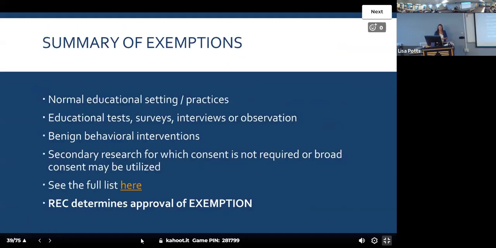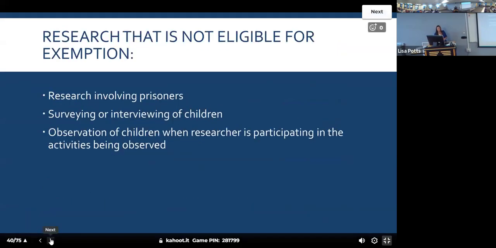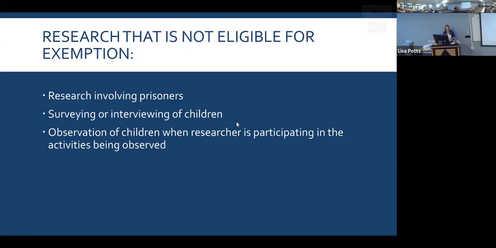So here is a quick summary, and then you can access that full list. Again, REC is going to determine whether or not something qualifies for exempt status. These are examples when the research will not be eligible for exemption. So the surveying and interviewing of children does not fit. That exemption does not apply. The survey exemption does not apply.